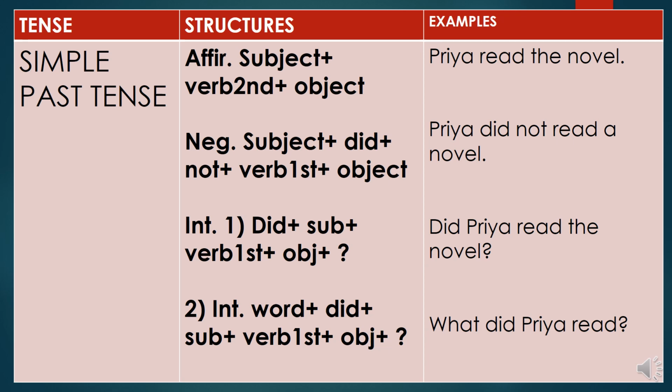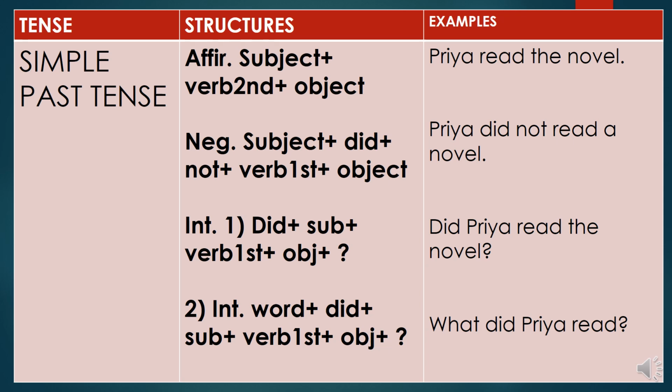See the chart, the structures are there, the examples are there. See how to form the past tense, how to frame the sentence in past tense. See, for the first, the affirmative sentence, we put the subject, then here we are putting the second form of the verb. You are all aware of the forms of verb, I guess. The second form of read is read. So when we want to frame the sentence in past tense, we use the second form of the verb plus the object. So see, Priya read the novel.